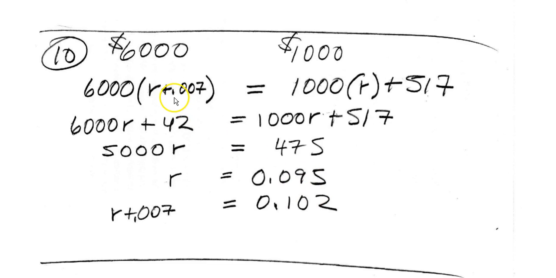We had to add 0.007 to this to get that, and then we had to convert it to percent by moving the decimal place over. This is 9.5%. This one is 10.2%. Now again, on the other paper you have these all written out. This would be the work to support it. I don't want to keep it too long. It's just under 10 minutes.